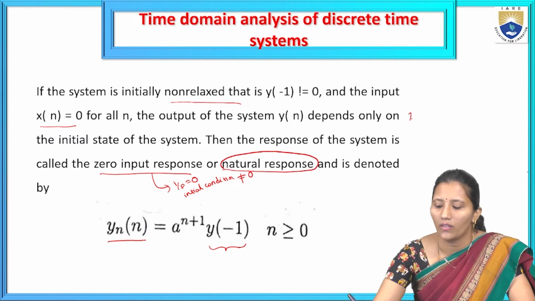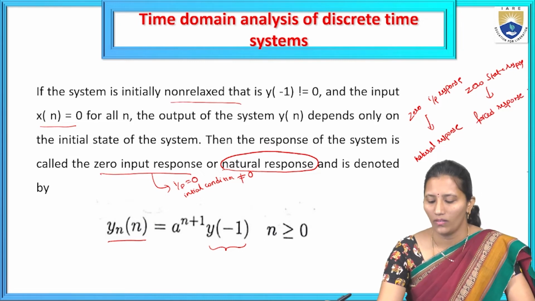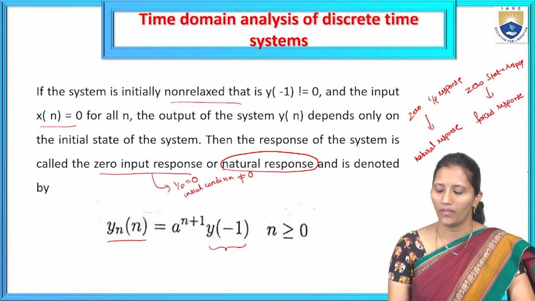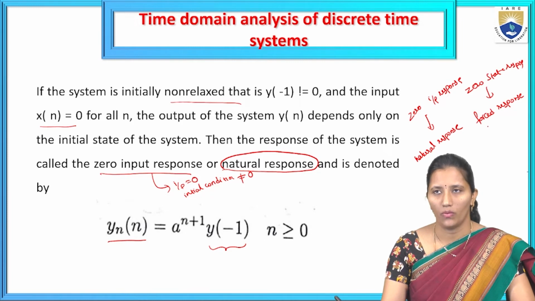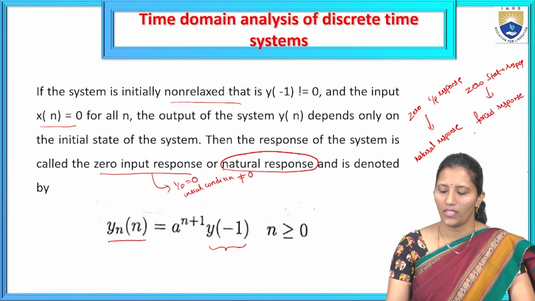Here 0 input response is called the natural response of the system, whereas 0 state response is called the forced response. Okay, so here the total response will be equal to the natural response plus forced response, that is nothing but 0 input response plus 0 state response.